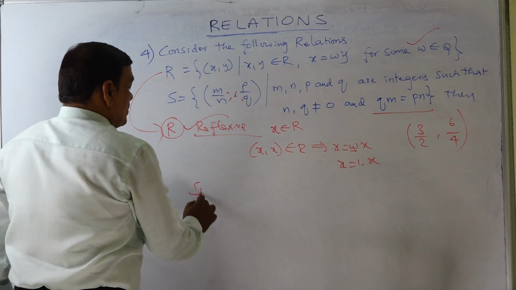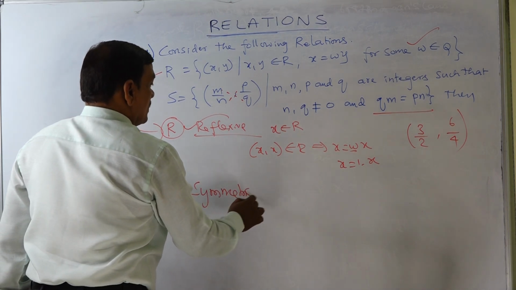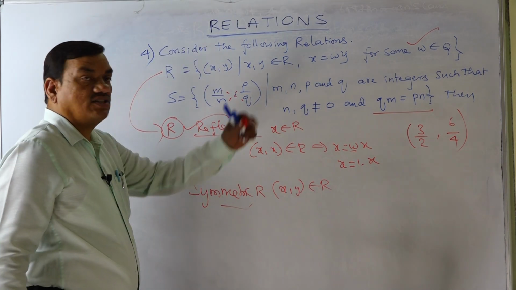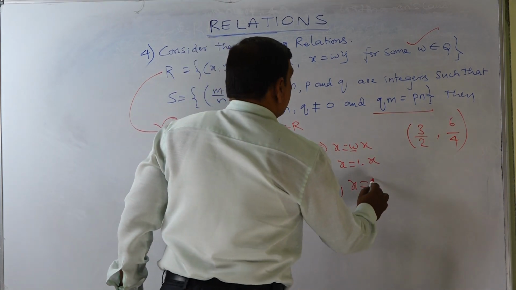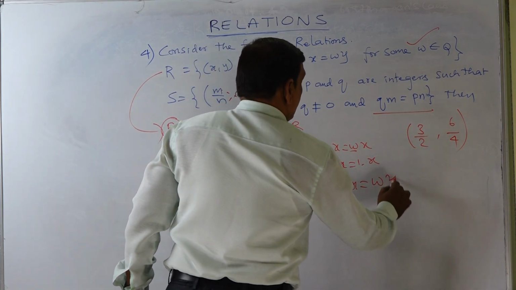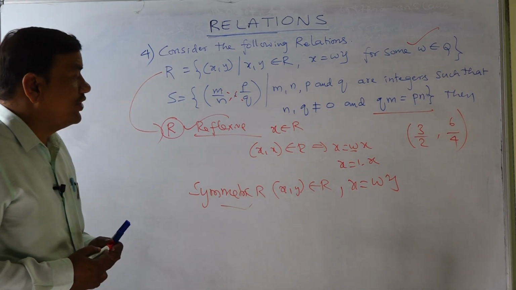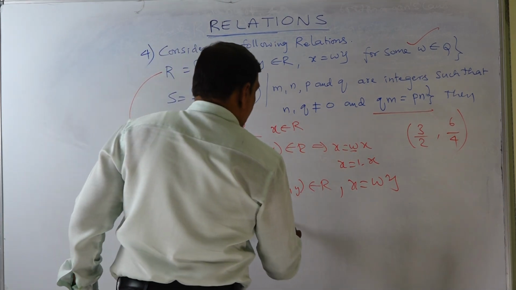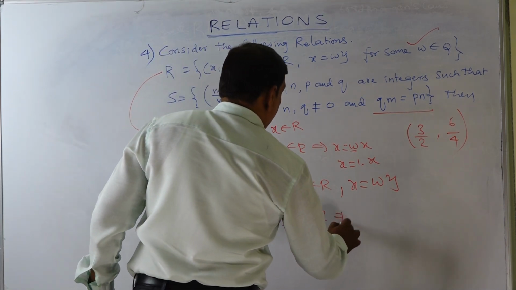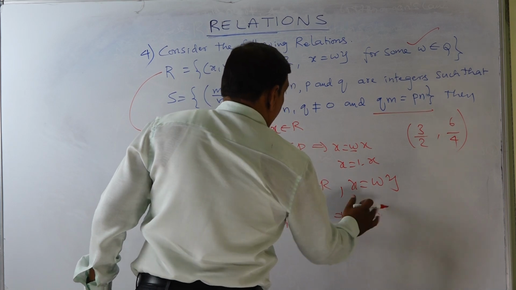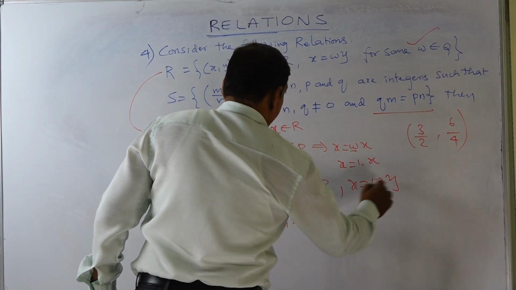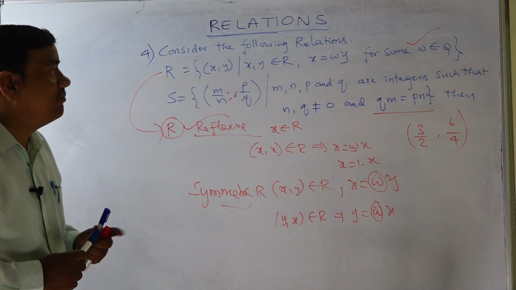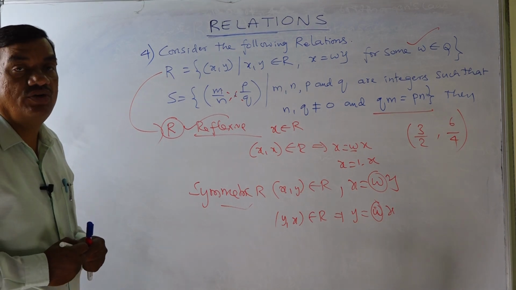Let us check symmetric relation. Symmetric relation means what? (x, y) belongs to R. That means x is equal to w into y. Understand? Is it right that (y, x) also belongs to R? That means is y equal to w into x? Can you get the same rational number? The rational number should be the same.